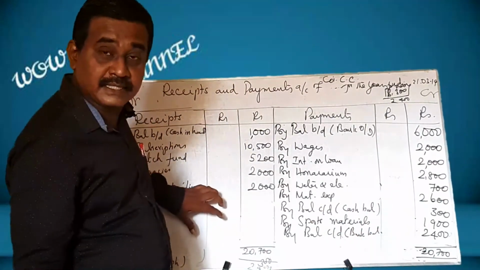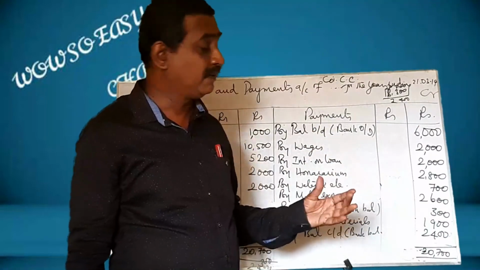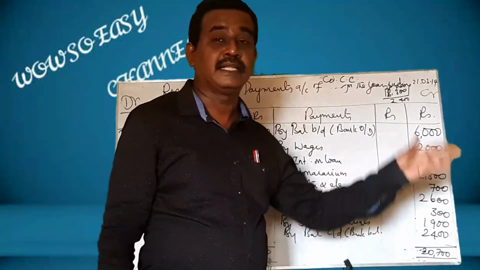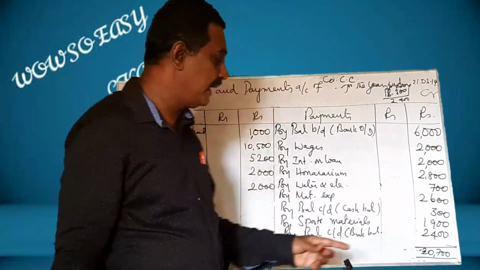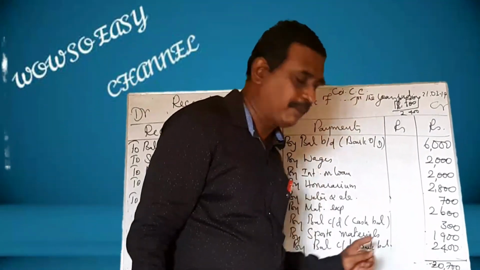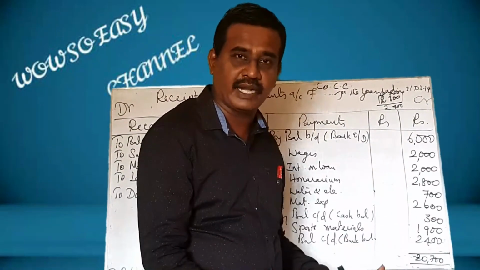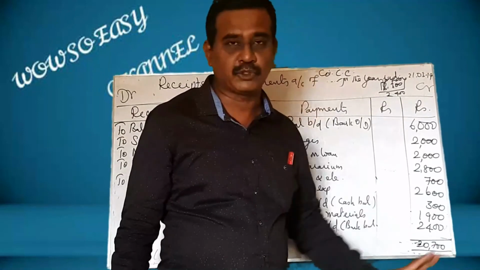When this side is exceeding, there may be bank balance or cash balance. When this side is exceeding, there will be bank overdraft, and that will be brought to this side. This side you have to bring by writing by balance brought down, within bracket you have to write the bank OD, and the remaining amount should be sold.